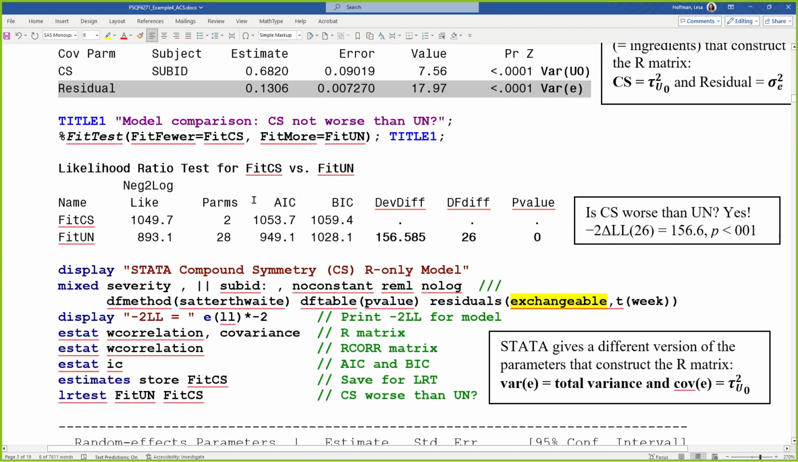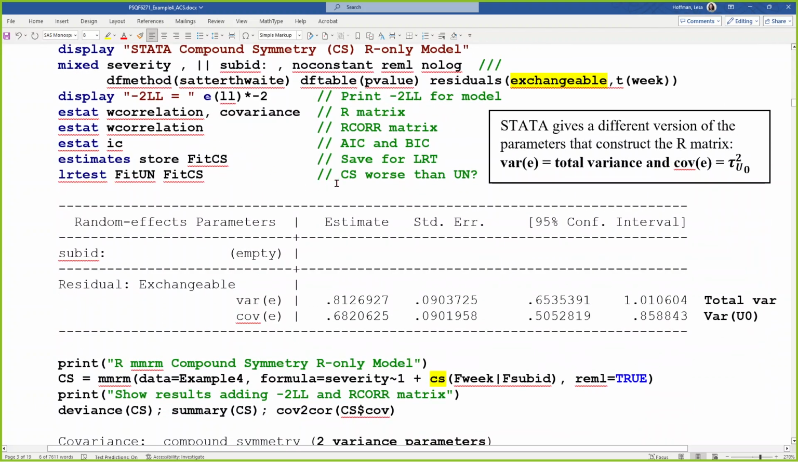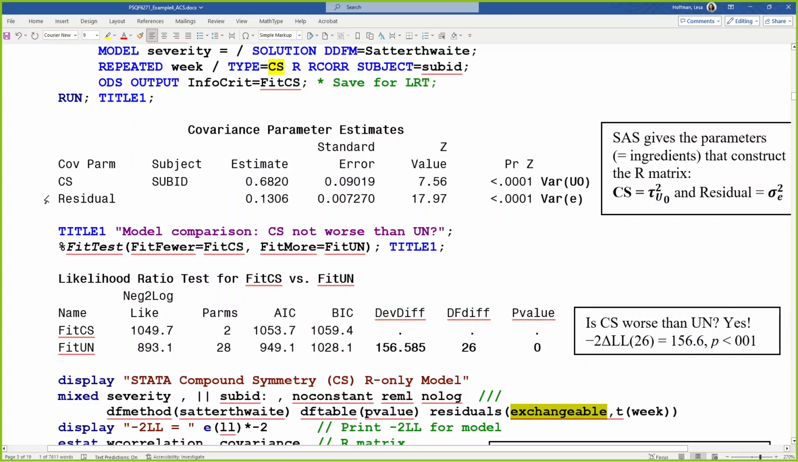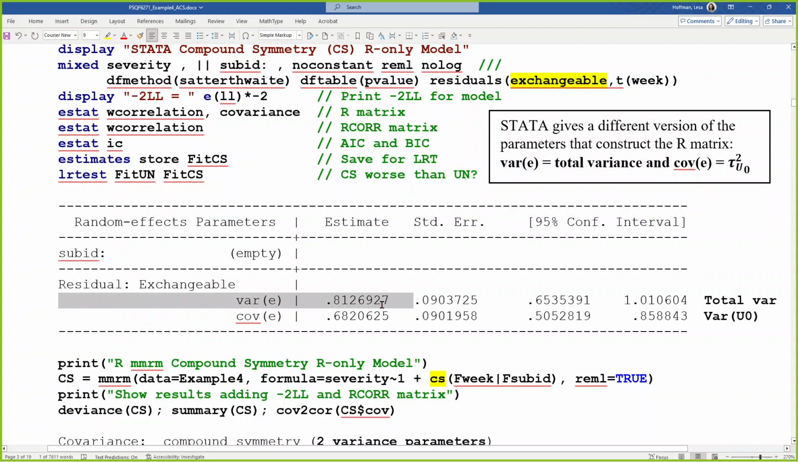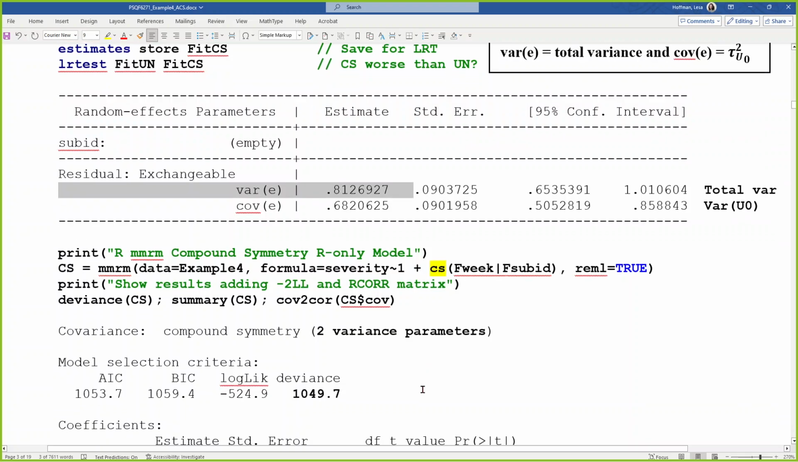That is different, skip over this for just a second, than how it's set up in Stata, in which compound symmetry is called exchangeable. That means it doesn't matter which occasion it is, they're all correlated the same. You can exchange them. And Stata, I think we had this before, but I'll reiterate, gives you different information. What it labels as var E is not var E. It's total variance. It lies. Cov E is the compound symmetry parameter, or variance of the random intercept.